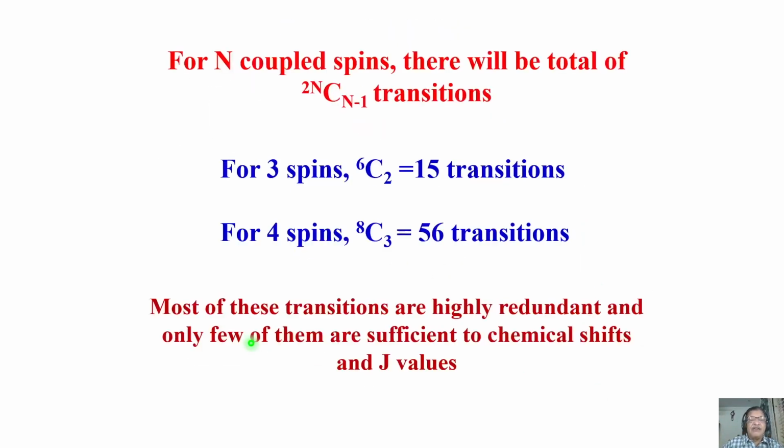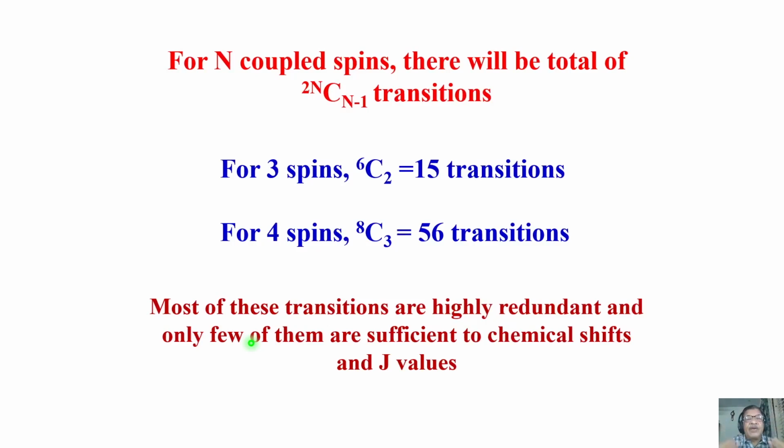Now, what information do you require? A general formula: if I have n coupled spin systems, what information will you get? If all are chemically inequivalent, you will get n chemical shifts. You must get n chemical shifts from the spectrum. If there are n coupled spin systems which are chemically inequivalent, analyze each group for different chemical shifts. So n coupled spins should give you n chemical shifts.